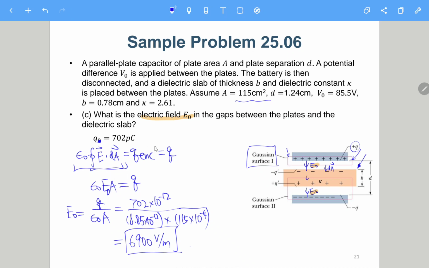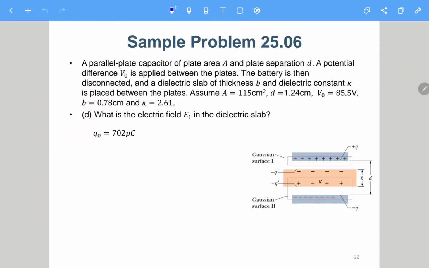We just apply the Gauss law for the Gaussian surface 1. So maybe I can put a 1 there, to remind you that we use the Gauss law for Gaussian surface 1. Even though you don't write 1 there, it's okay. But if you do write it, it will be more clear that you are applying the Gauss law for this Gaussian surface rather than that one.